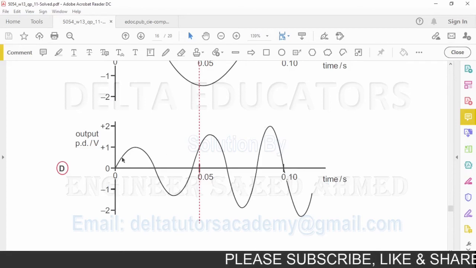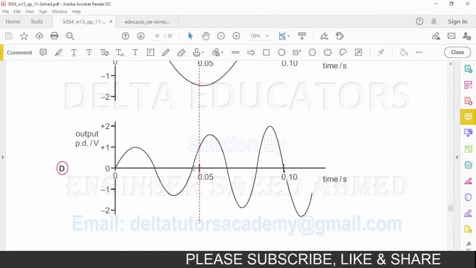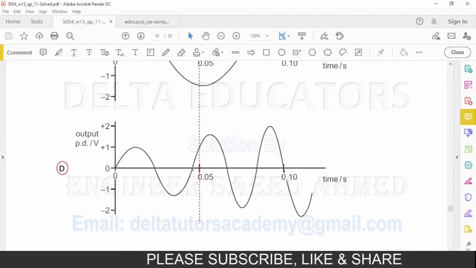Here it is observed that the wavelength of the wave is decreased. Before, the wavelength was up to this point, up to 0.05. Now here with the increase in speed, wavelength is decreased. Wavelength is decreased means frequency is increased. So here the correct option is option D, where with the increase in speed, potential difference is increased and also frequency is increased.